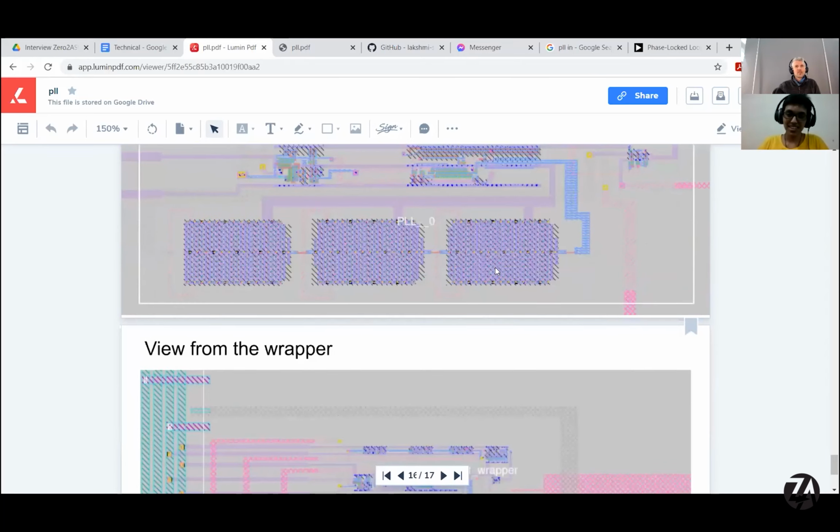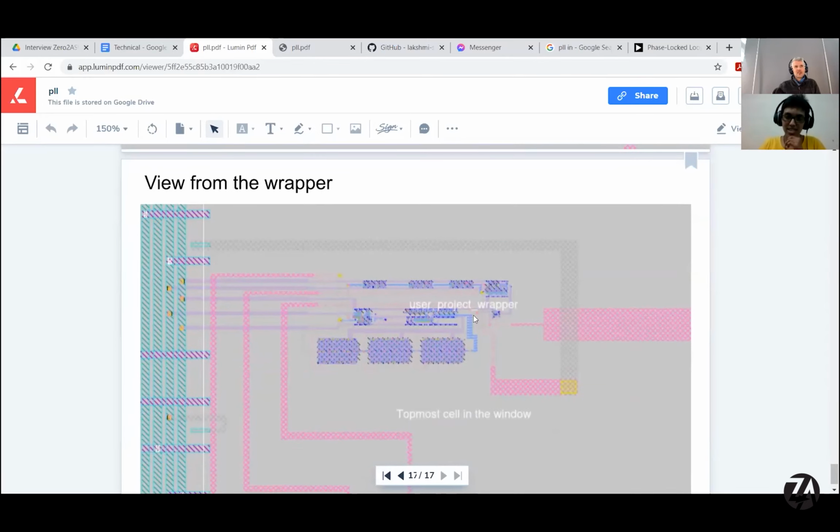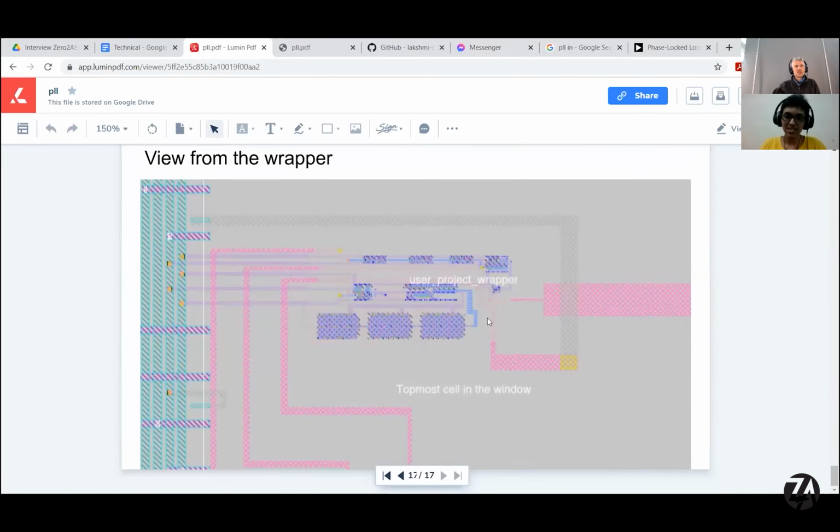Cool. And this is the view from the wrapper, the user project wrapper. Right, it's really small then, isn't it? Yeah. Probably it's a bit difficult for people that aren't used to seeing the wrapper, but these vertical bars on the left are part of the power distribution grid, and they're very small. How wide would you say your block is in total in microns? I did not calculate it. Maybe 20 microns or something like that. Yeah, certainly very small then.